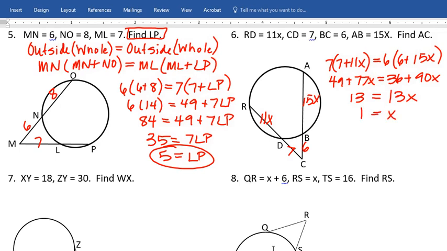Now once again, look what it asks us to find. We're trying to find AC. So AC is this whole thing. So that means I got to plug the 15 times 1 in there and then add the 6 to it. That's going to be 21. That's going to be our length for AC.